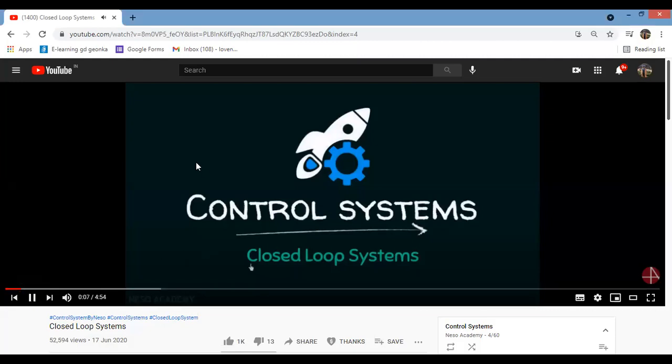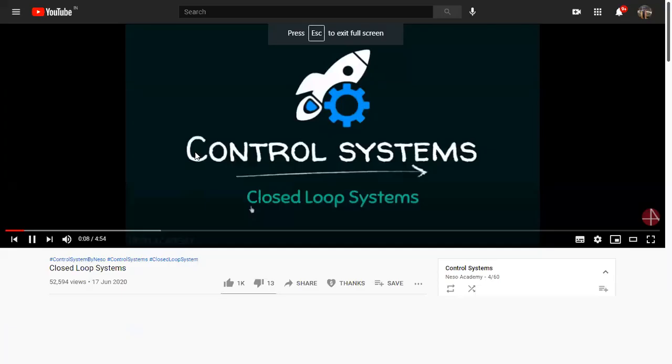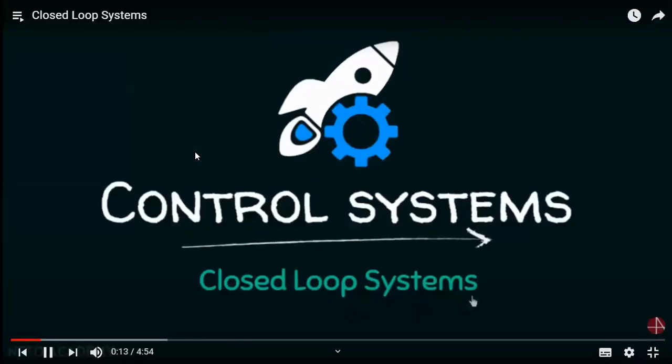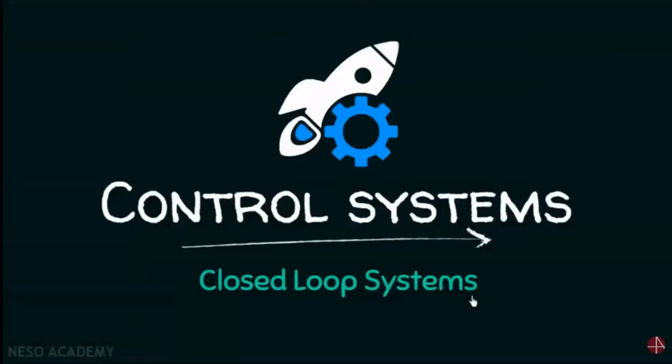Hello everyone and welcome back to the next lecture of control systems. In this lecture, we will discuss the closed loop systems. In the previous lecture, we discussed the open loop systems and we also had a discussion on some of the disadvantages of using the open loop systems. And we all know that the open loop systems are not reliable because they are not able to handle the disturbance. So now in this lecture, we will try to overcome that disadvantage and let's see how we can do it. So let's get started.